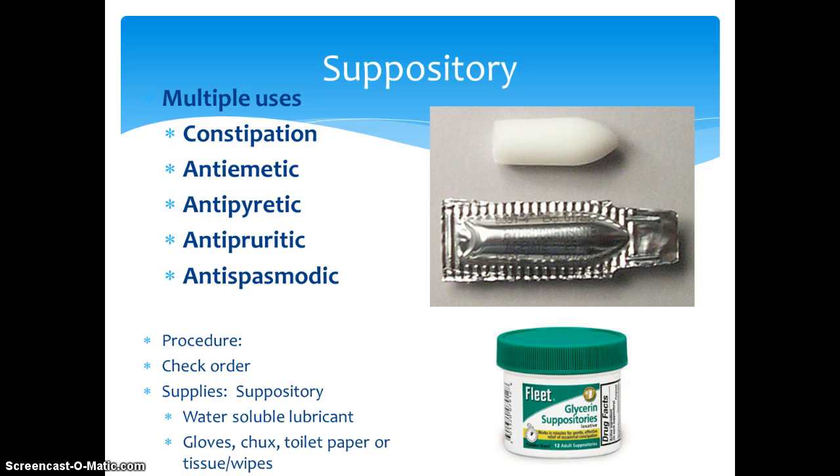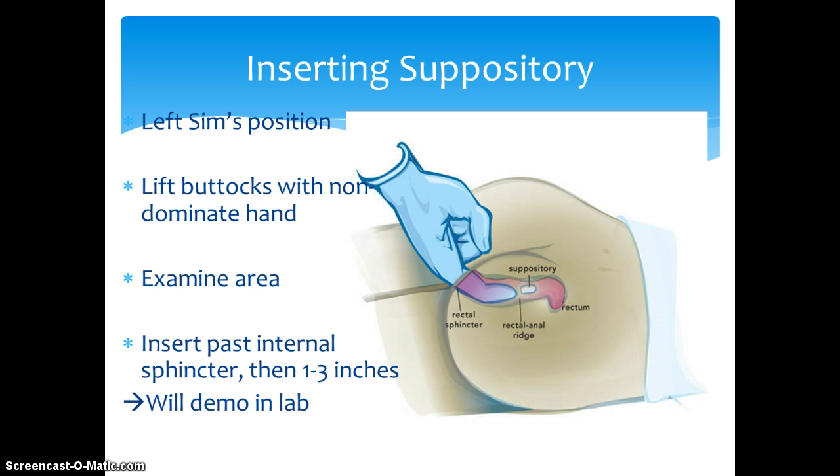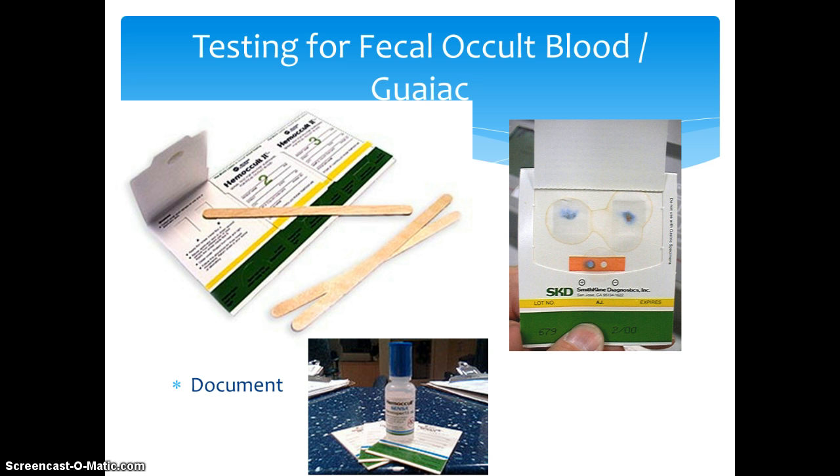You can look up those words, but those are pretty much words that you will be using from here on in. Always check orders before you use these, and we will actually be using glycerin suppositories in lab. The position for inserting a suppository is left Sims or left lateral position. You can take a look at those, and you always want to make sure that you examine the area first, and actually how to administer. You'll be doing that in lab 2.